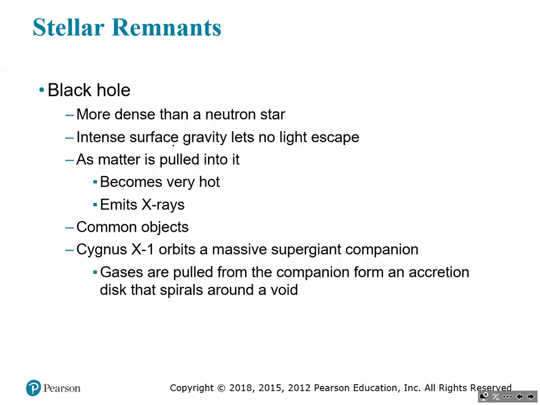Now, if that star is even bigger, you'll get a black hole, which is more dense than a neutron star. The intense surface gravity will let no light escape. And as matter gets pulled into it, that matter becomes very hot and emits X-rays. And black holes are common objects. We've identified a number of them. One of the examples that always is brought up is Cygnus X1, which is emitting X-rays. And it orbits a massive supergiant companion, and gases are pulled from the companion to form an accretion disk that spirals around a void. So we see an X-ray source, and we also see that massive companion orbiting another object that's not emitting any significant light.